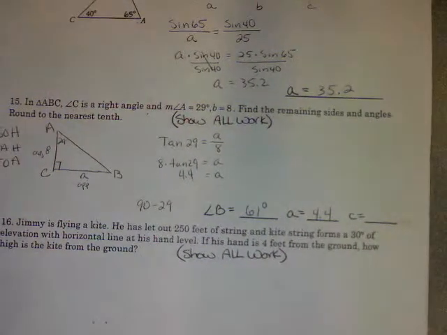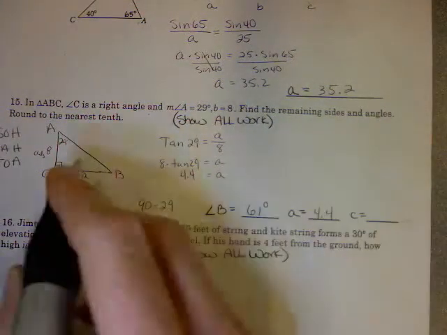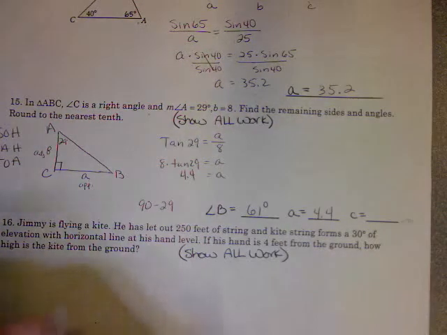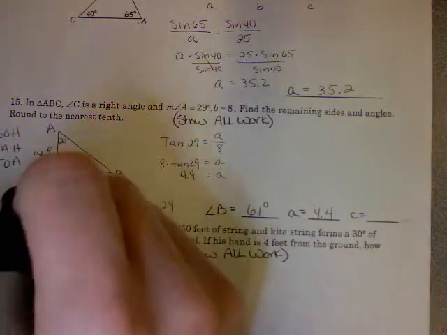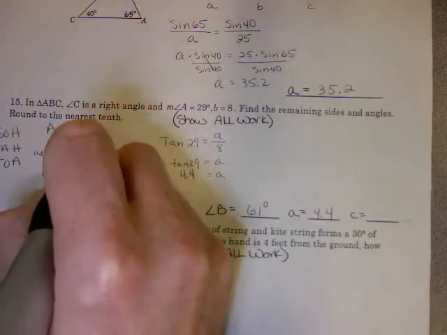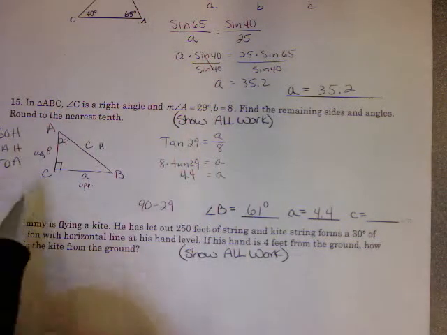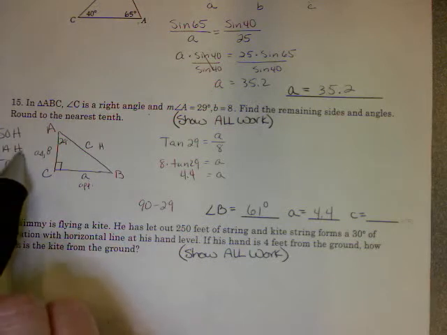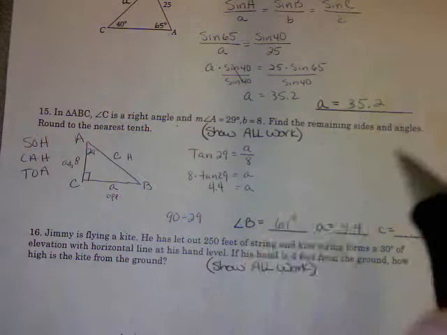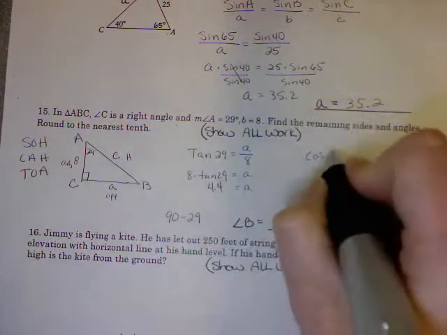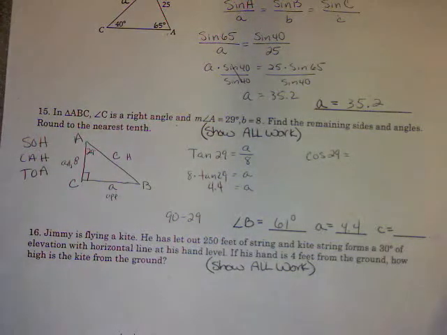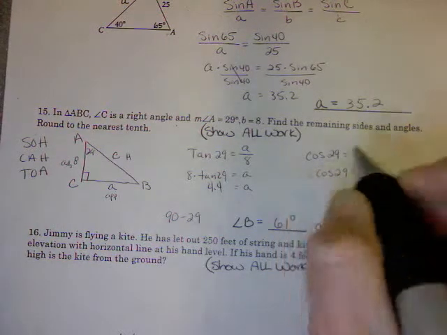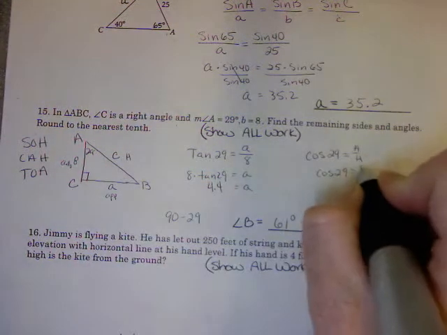Okay, and then to find side C. Now that we have two sides, you could use the Pythagorean theorem, but trig for me is easier and quicker, so I'm just going to use trig. Side C is right here. That's our hypotenuse. So we're going to use the adjacent and the hypotenuse. Adjacent and hypotenuse is the cosine. So we'll set up cosine of the angle, which is 29, is equal to the adjacent over the hypotenuse. So cosine of 29 is equal to 8 over c.